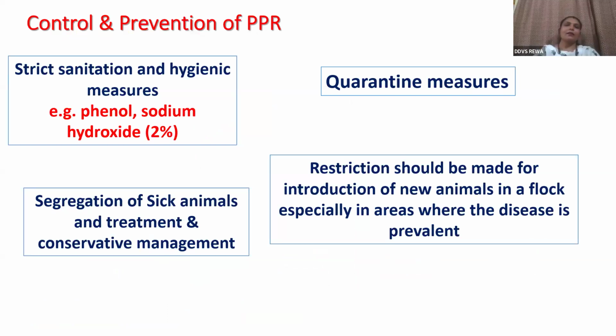The major thing in the case of an outbreak is that we have to first segregate or isolate the sick animals and treat them separately. The second is the implementation of strict sanitation and hygienic measures. For prevention, we have to strictly follow quarantine measures, and we also have to think about the introduction of new animals in the flock, particularly from areas where the disease is prevalent.